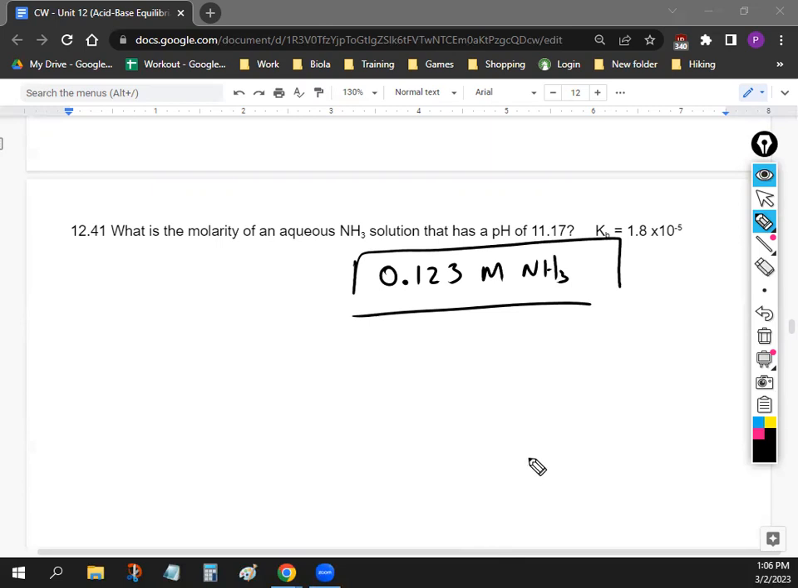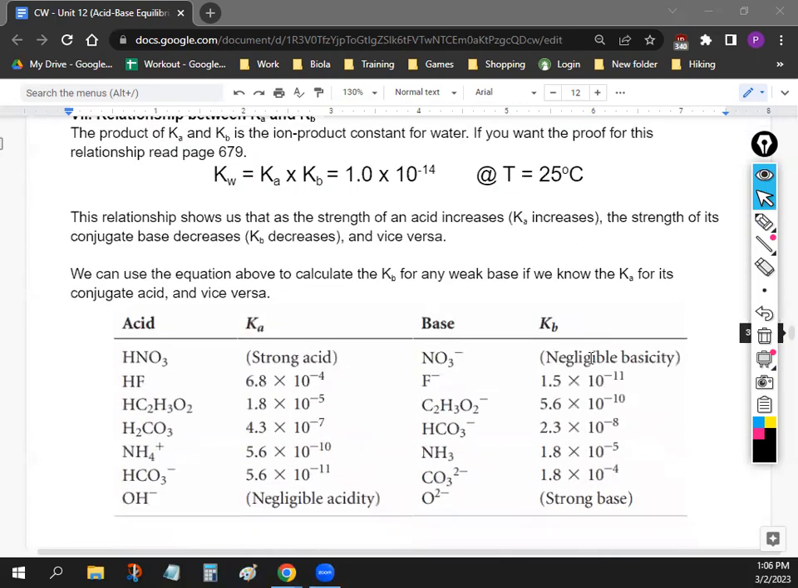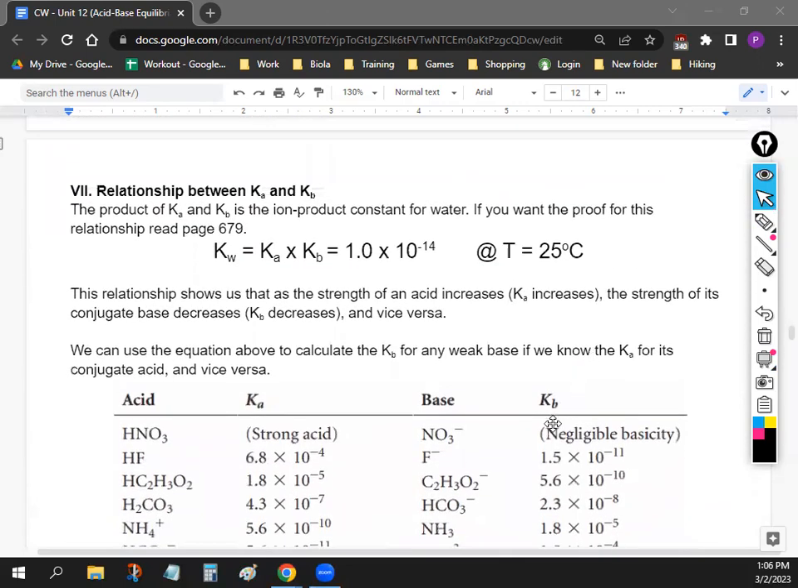Okay, so let's move on to the next part. We're going to be talking about the relationship between Ka and Kb. We can derive this with a very long proof, but I didn't want to go over that proof because I ain't got no time for that. If you want, it's on page 679. But what you can just copy down is that Kw is going to be equal to Ka times Kb, and that's equal to 1 times 10 to the negative 14.